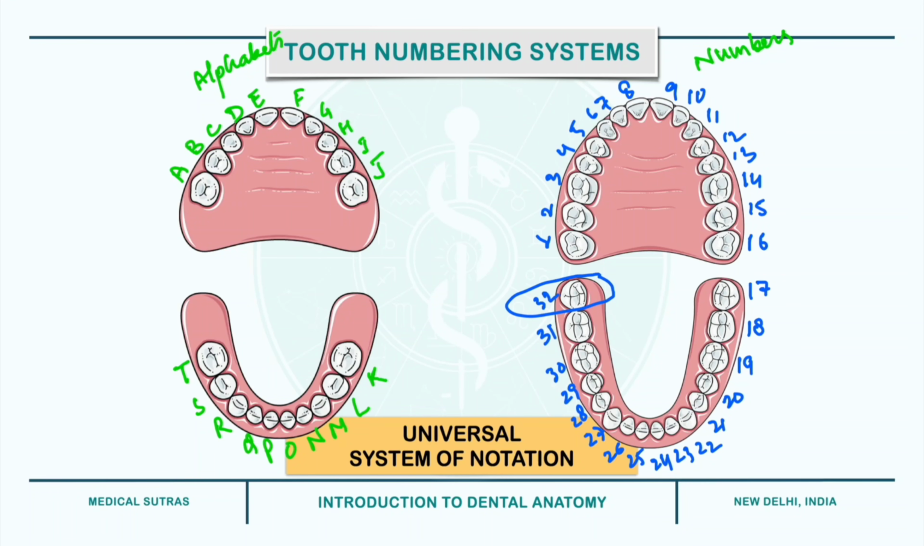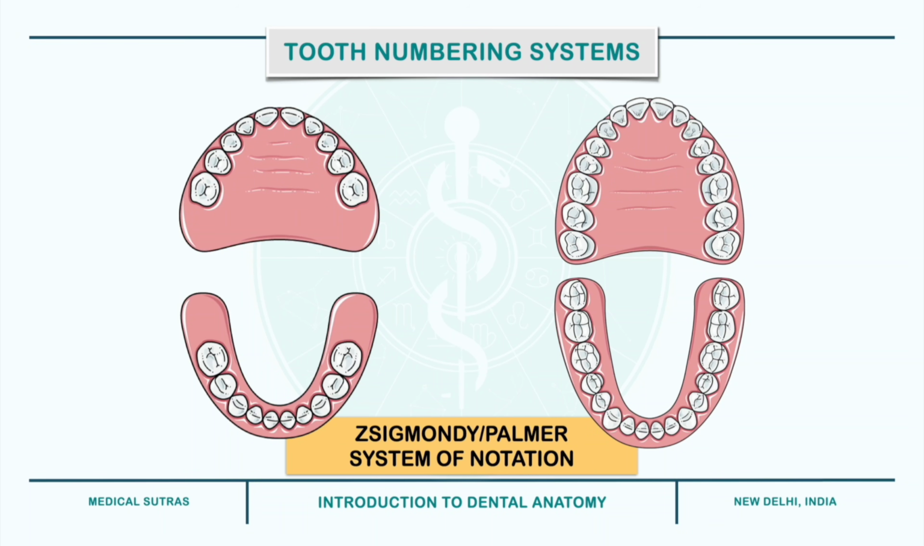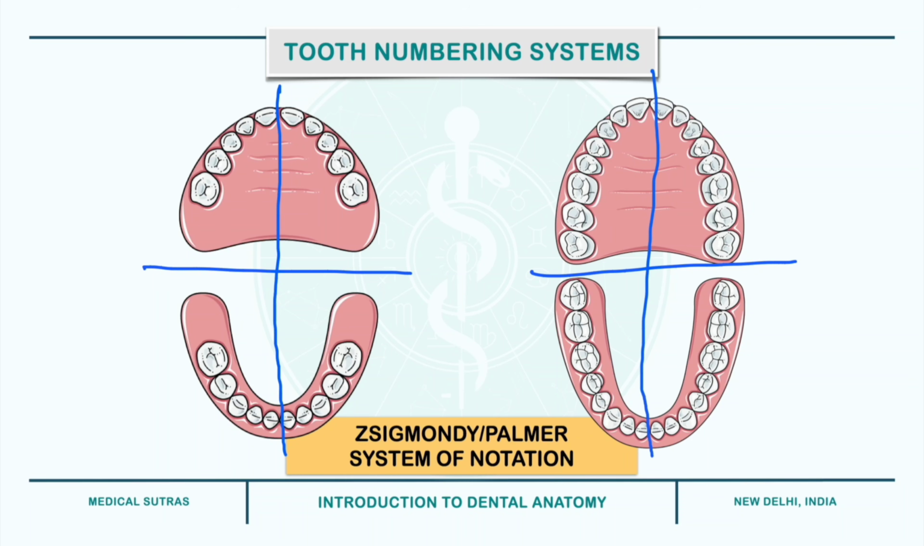The third type of numbering system is the Zsigmondy Palmer notation system. Again, in this system, the arches are divided into four quadrants. In the primary dentition, the teeth are denoted using alphabets A to E, starting from the central incisor for all the arches. And in the permanent dentition, the teeth are numbered 1 through 8, again starting from the central incisor. Here, we use vertical and horizontal lines to denote the quadrant, thus depicting whether it is an upper arch or lower arch, or the tooth belongs to the right side or left side.